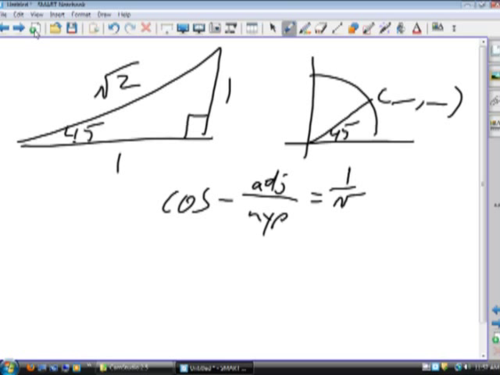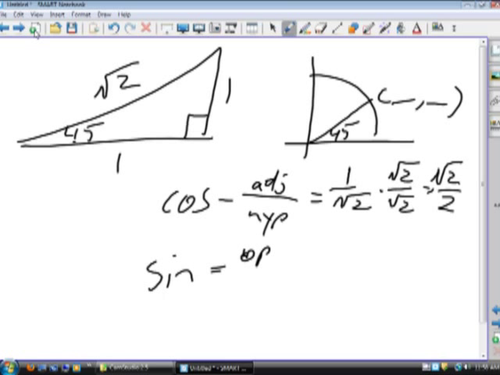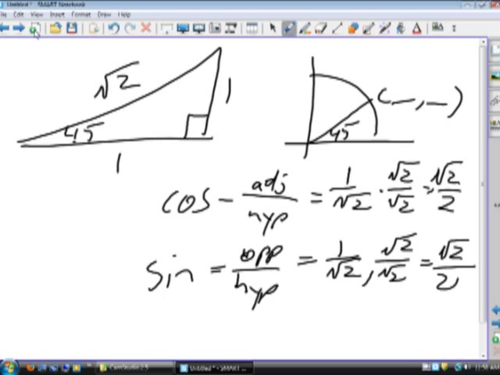Let's rationalize that by multiplying the top by square root of 2 and the bottom by square root of 2. And we get square root of 2 over 2. And for our sine, we run into the same issue, with sine also being opposite over hypotenuse. And we run into this 1 over square root of 2. Let's rationalize that. Square root of 2 over square root of 2 equals 1, giving us square root of 2 over 2. So the sine and cosine of 45 degrees are both square root of 2 over 2.